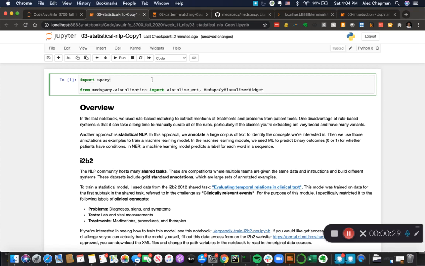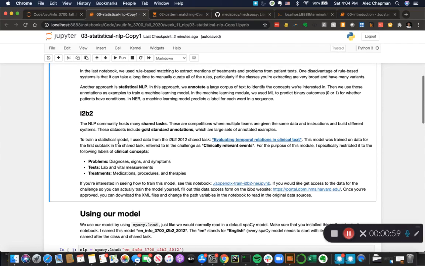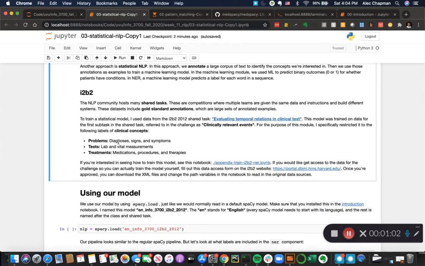So other than rule-based, the other type of NLP is statistical or machine learning. So here, just like we did in the machine learning week, we take data which has been labeled and we train a machine learning model to perform whatever task we're interested in. And here that's going to be extracting clinical concepts from text. So the model that we're going to use was trained on something called I2B2 data. I2B2 is an organization that hosts NLP competitions. And so we're going to use a model which was trained on one of these tasks.